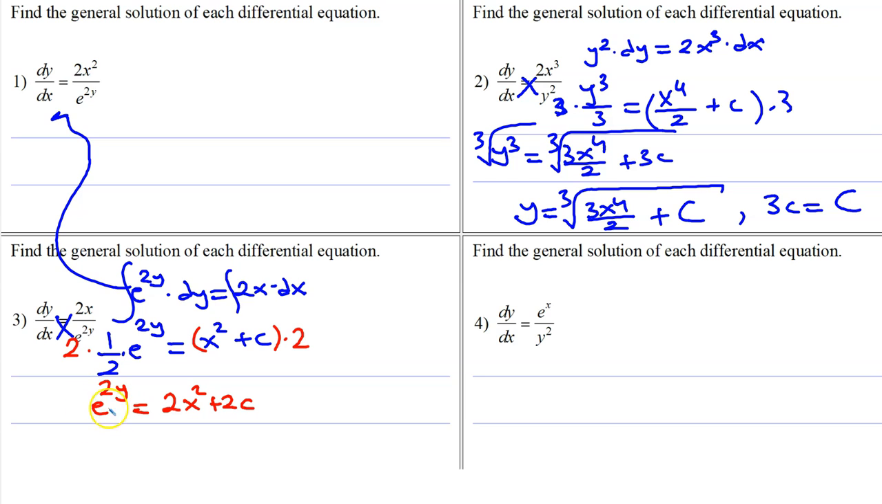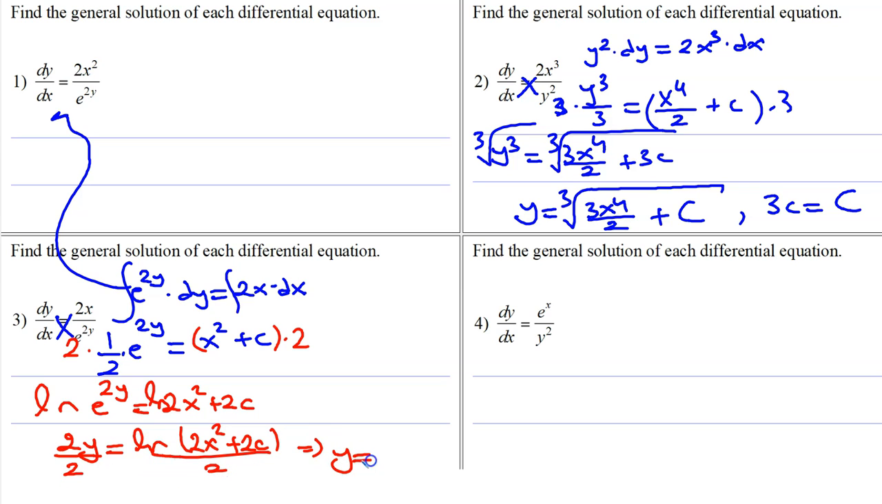Then again we have to get rid of this e. So the only way to get rid of e is to take the natural log of each side. So we get 2y equals natural log 2x squared plus 2c. As a last operation, I'm going to divide each side by 2. So we get this general solution, y equals natural log of 2x squared plus capital letter C, divided by 2. So that's my solution for number 3.